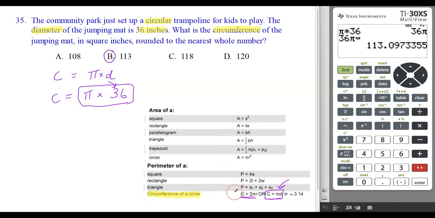Quick teaching note down here. When you're looking at this formula again, remember the R in this formula, I hope you can see that, represents the radius, and the D represents the diameter. So if this had given you the radius instead of the diameter of the trampoline, you would have used this formula over here, 2 times pi times R. Let's move on.